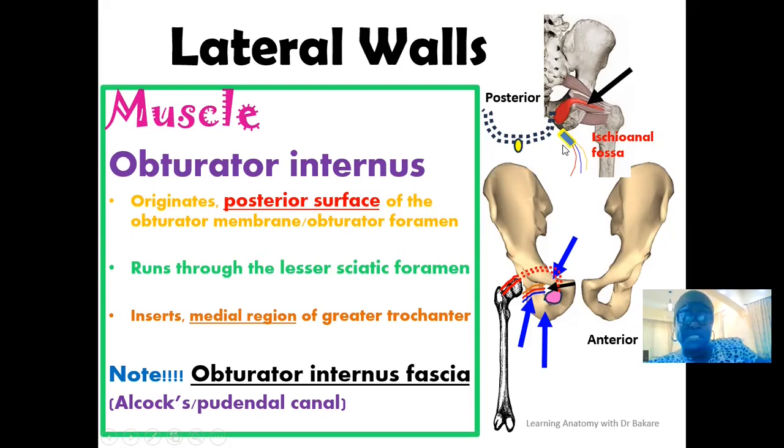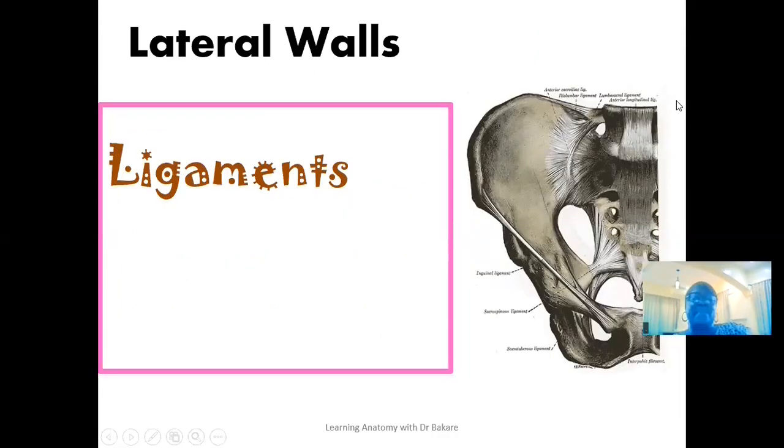And if you look at the placement of the Alcock canal or the pudendal canal, you see that it is located on the lateral side of the ischioanal fossa. And this is how this canal is positioned, where it creates a passageway for the internal pudendal vessels and also the pudendal nerve. The next structures are ligaments. We also have a number of ligaments contributing to the lateral pelvic wall.